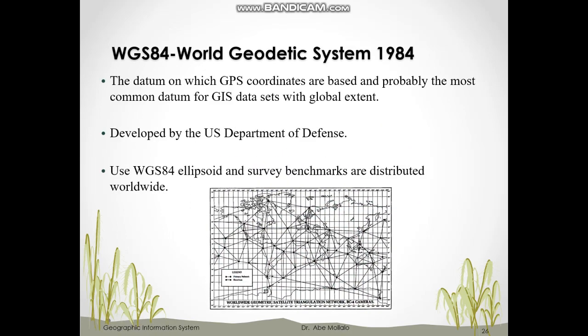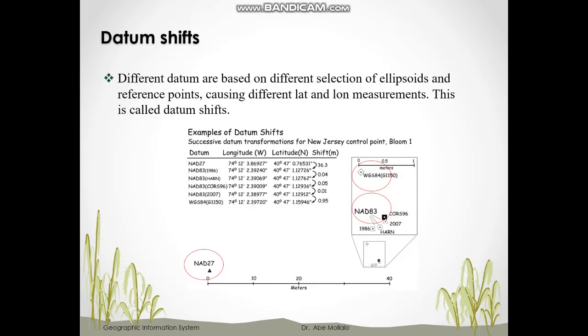World Geodetic System 1984 or WGS-84. This datum is the datum used by our GPS navigation. It is probably the most widely used datum for worldwide studies, and it was developed by the US Department of Defense. So this map shows you the benchmarks across the entire world used by this datum. The WGS-84 datum uses the WGS-84 ellipsoid, and survey benchmarks are distributed worldwide.